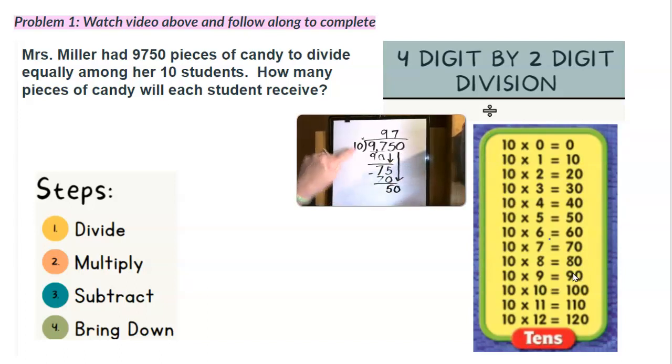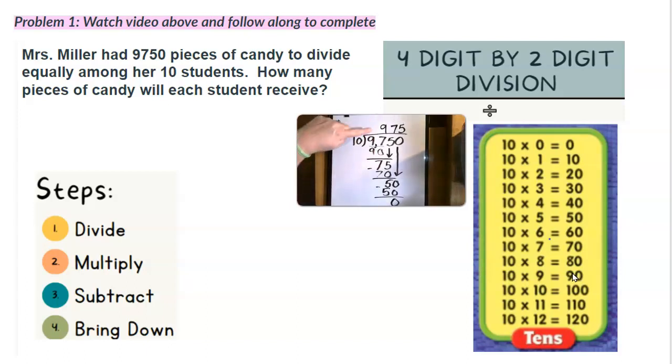How many times does 10 go into 50? 10 times 5 is 50, so 50 divided by 10 equals 5. 5 times 10 is 50. Subtract. Since I have a 0 here, that means no remainder. So my quotient is 975 pieces of candy.